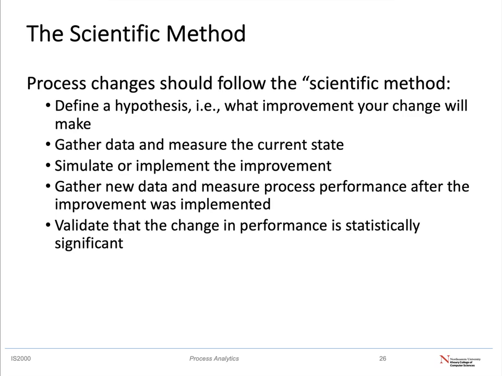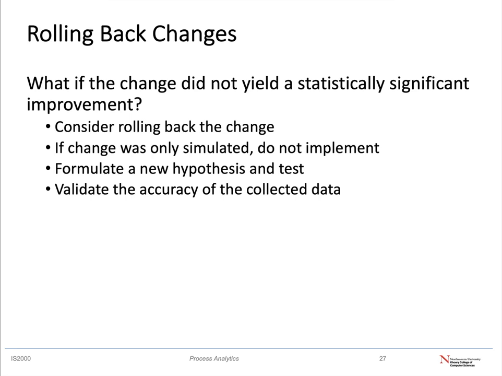Now, of course, if the effect was not any better, either in your simulation or in your sandbox approach or when you rolled it out, consider rolling it back, undoing it. Because you might actually have done more harm with it. And of course, if it's not implemented yet, if the change really doesn't have an effect, then why bother building systems, retraining people if it's not going to have an effect? Now, of course, if it didn't work, formulate a new hypothesis, figure out a new potential change, and go test it again.